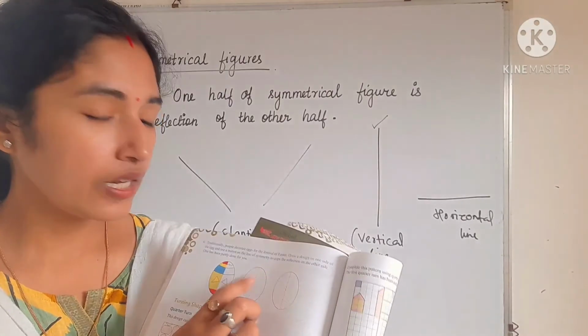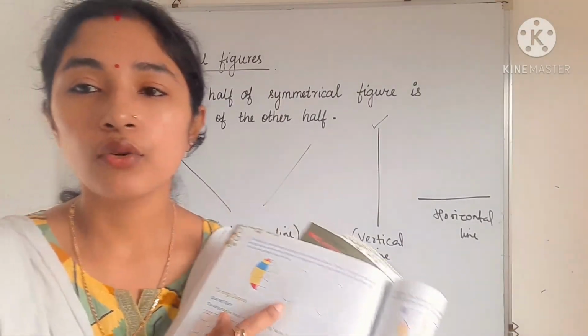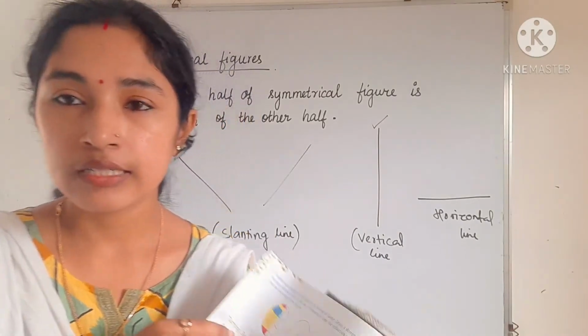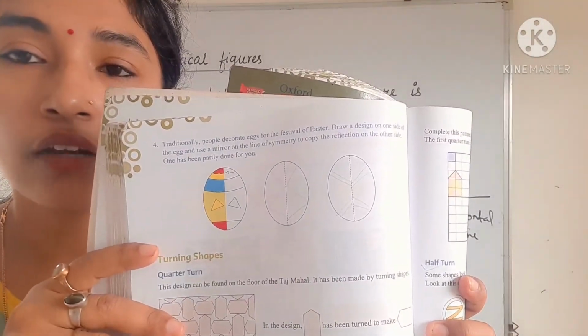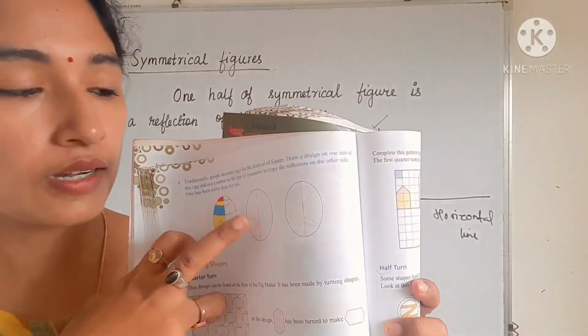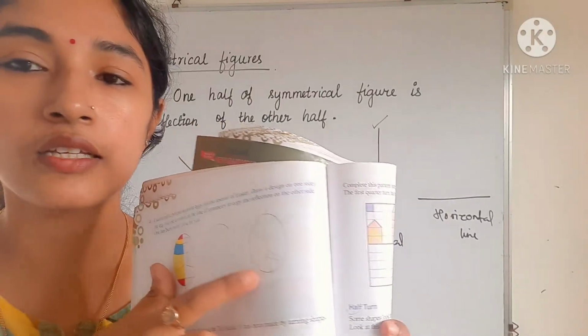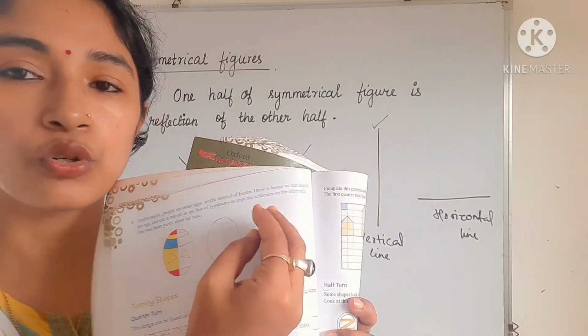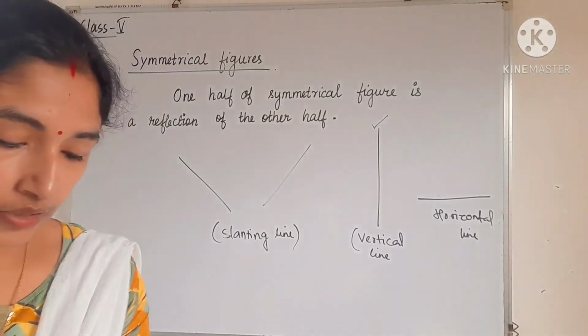Similarly, here in the second case also you have to draw. You can use your own designs also. See, I have drawn one design. That should be exactly similar to the half part. Similarly, you can draw it like this also. So one part should be similar to the other half part.